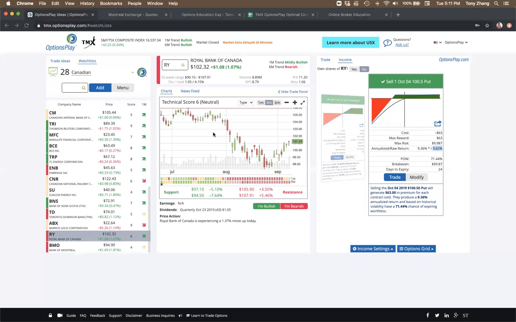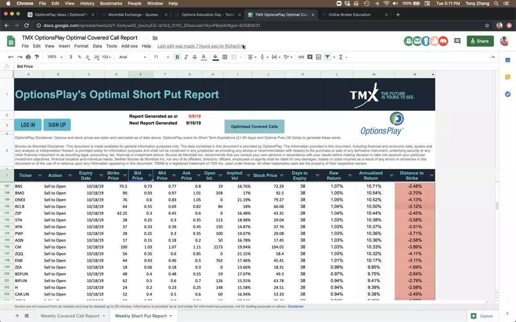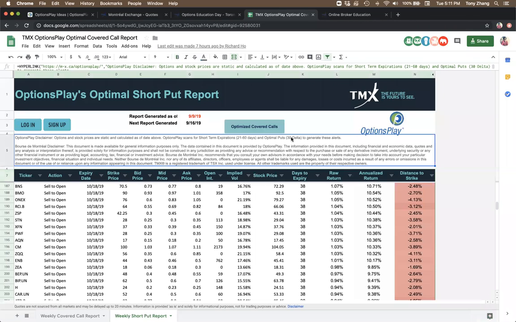Azim, can you put deltas in the spreadsheet? So all of the ones in the spreadsheets are all within the same delta. So as you can see on the optimal puts, they're all 30 deltas. On the cover calls, they're all 20 deltas. So that's why we don't put deltas, because they're all the same deltas.